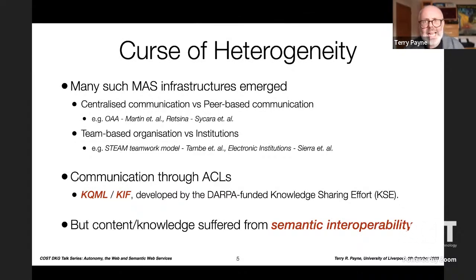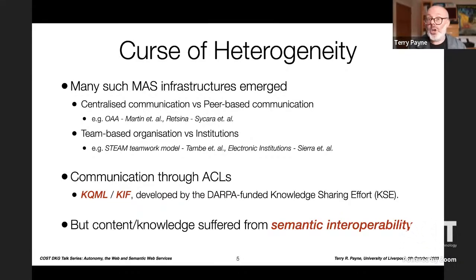Now, in a way, that was odd because much of the work that evolved in multi-agent systems built on the early knowledge efforts, and specifically the DARPA-funded knowledge sharing effort that had brought to the fore languages such as KIF, the Knowledge Interchange Format, which is effectively a first-order fragment that was used to describe ontologies and represent knowledge. So very much a forerunner of what we think of nowadays with the semantic web and knowledge graphs. But it was first order, so it had all those inherent problems.